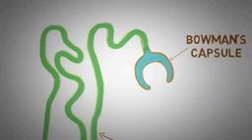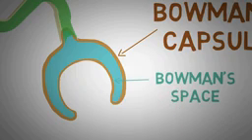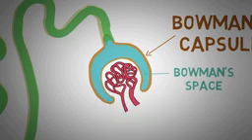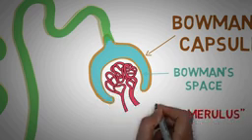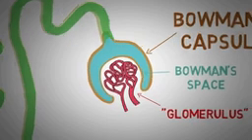Coming back to the nephron, we discussed the cup-shaped structure at one end which is known as the Bowman's capsule. The space inside the Bowman's capsule is known as the Bowman's space. The Bowman's capsule encloses a cluster of blood vessels which is known as the glomerulus. The word glomerulus is derived from the Latin word glomer, meaning a ball of thread. So you can see why this is known as a glomerulus.